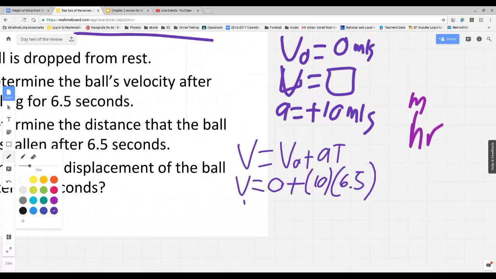So this one is V equals 65 meters per second.